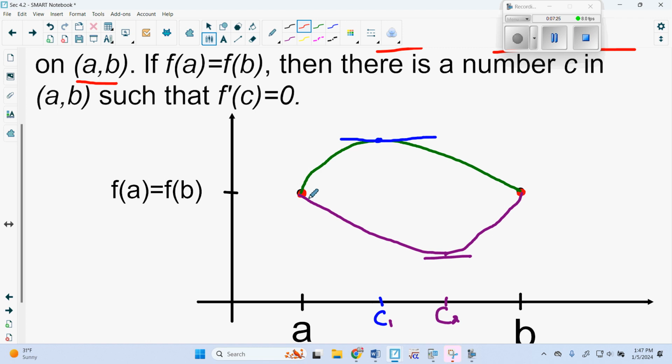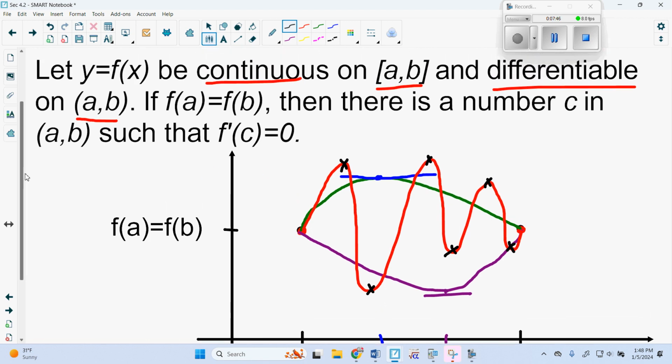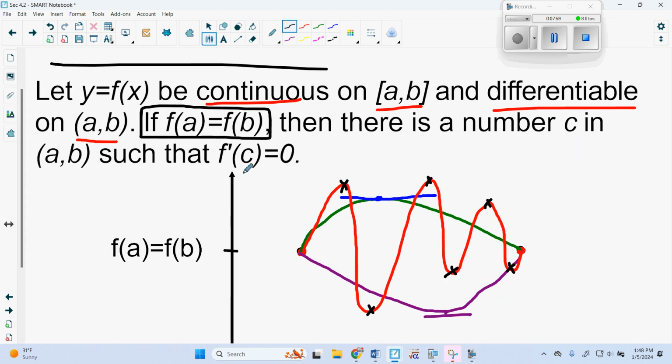Now, you may have a crazy function that does something like this. And if that was the case, you would have 1, 2, 3, 4, 5, 6 points. But Rolle's theorem, and the mean value theorem we're going to look at in a second, is an existence theorem. It just says if you have these conditions, you're continuous, you're differentiable, and you know that f of b equals f of a, then the derivative has to equal 0 somewhere.